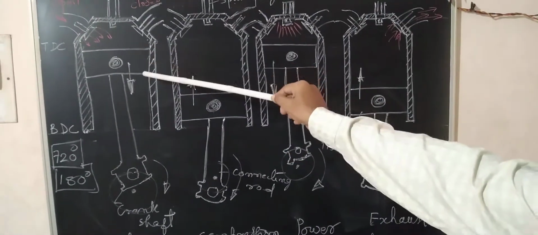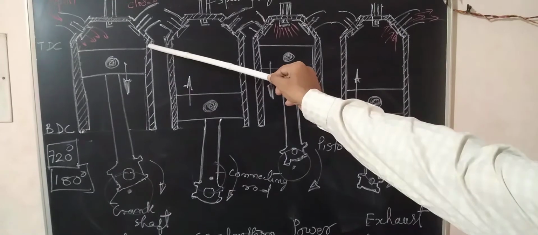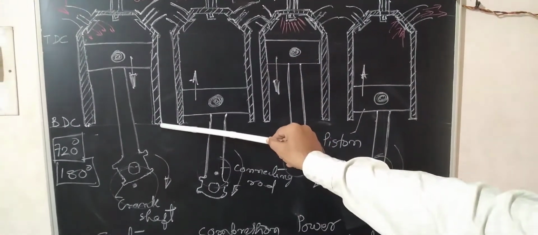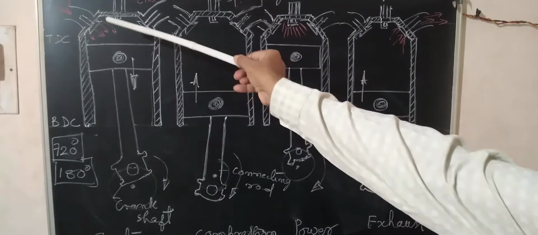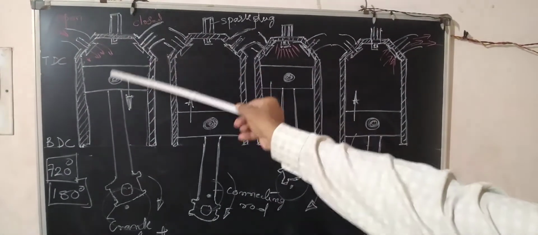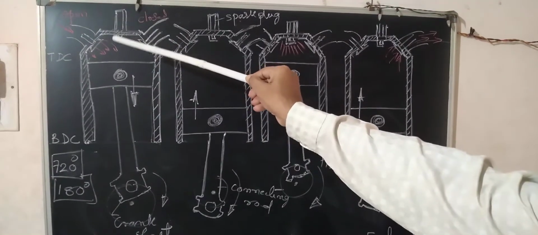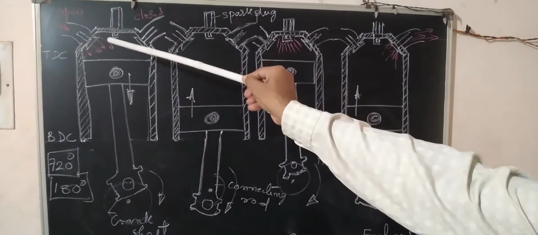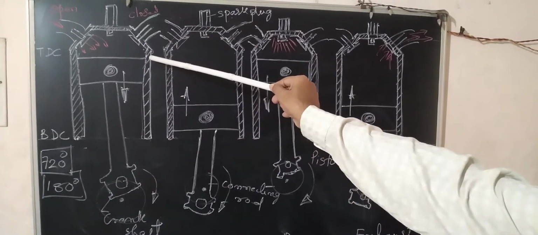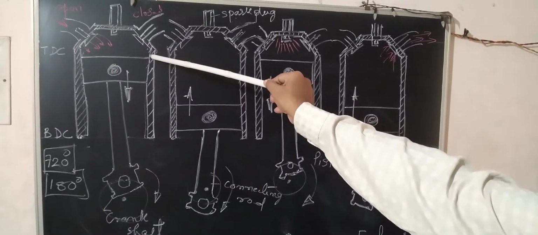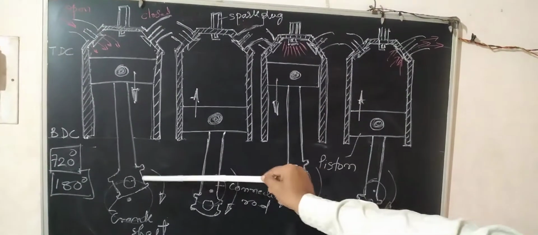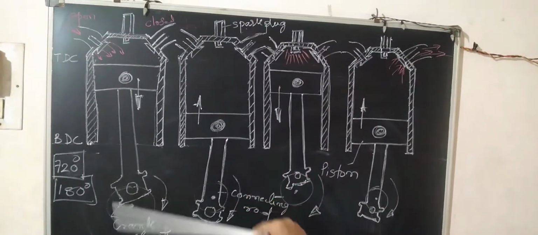In the suction stroke, the piston moves from TDC, top dead center, to BDC, bottom dead center. The inlet valve opens, air enters and the fuel is injected at the entry. In recent engines, fuel injection is used, so petrol is injected. The air fuel mixture enters the combustion chamber when the piston moves from top dead center to bottom dead center. So the crankshaft will move 180 degrees.